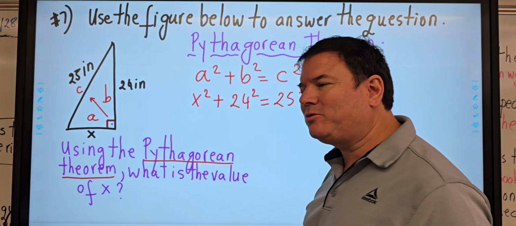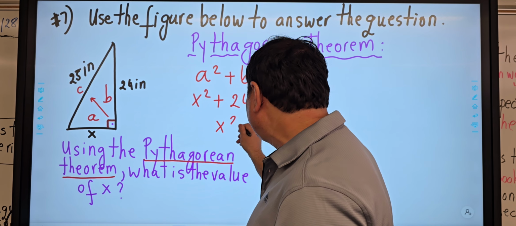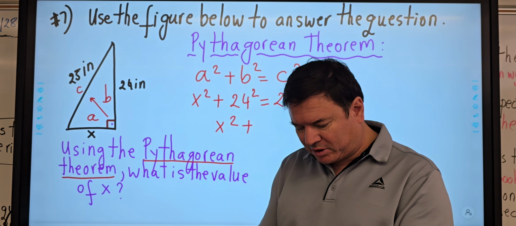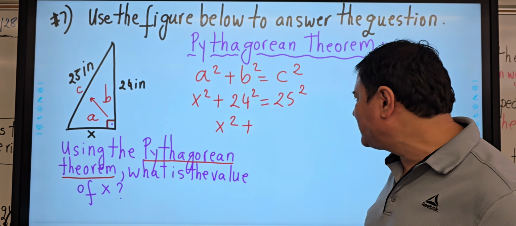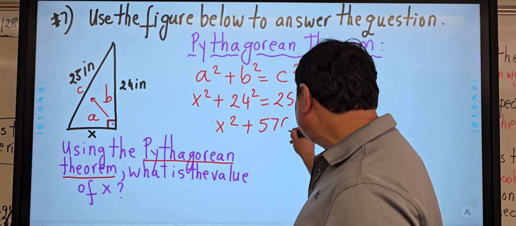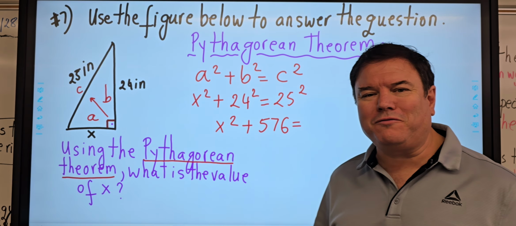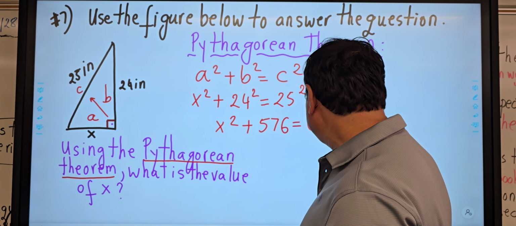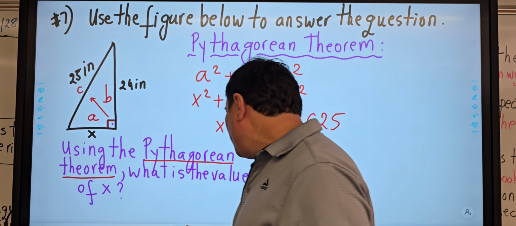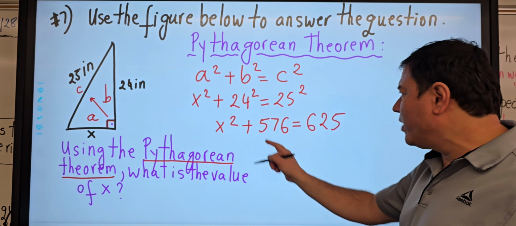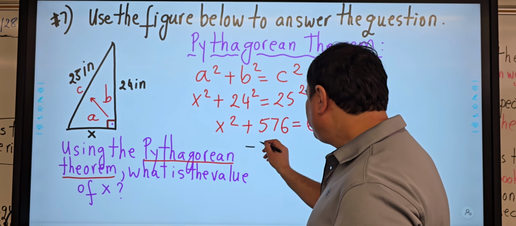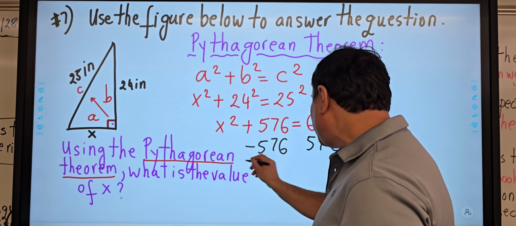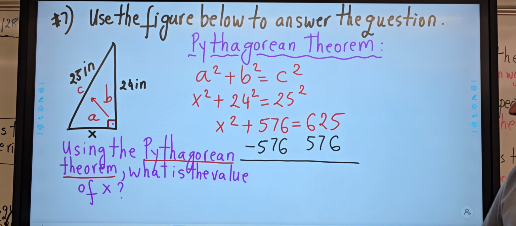25 squared, and let's see what we get. X squared is going to stay in the answer for now, plus 24 squared. Let's multiply 24 times 24, and this is 576. 576 equals, and we know that 25 squared, 25 times 25 is 625. 625. And now, in order for us to solve for x, we have to subtract 576 on both sides. 576 on both sides.